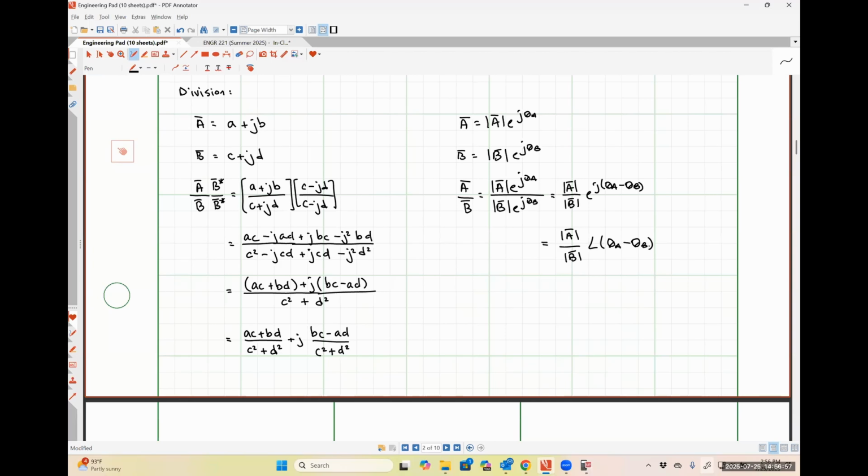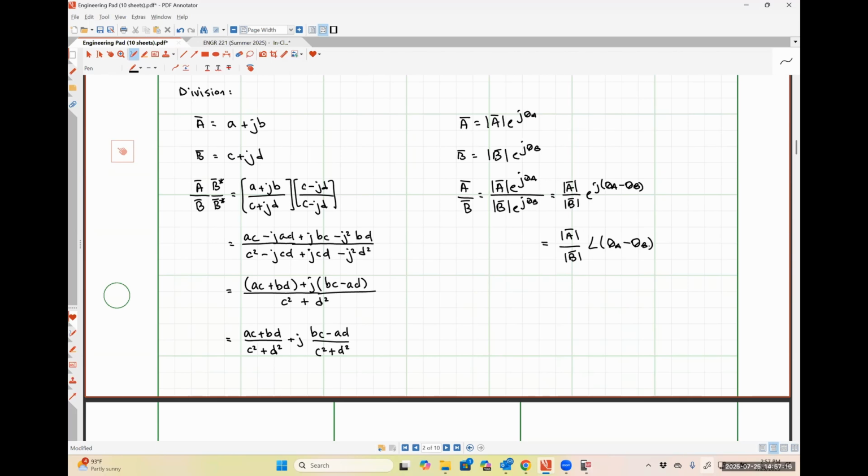So essentially, using polar form complex numbers, division is just divide the magnitudes and take the difference of the angles. So it is way easier to do division in polar form or exponential form than it is to do it in rectangular form.